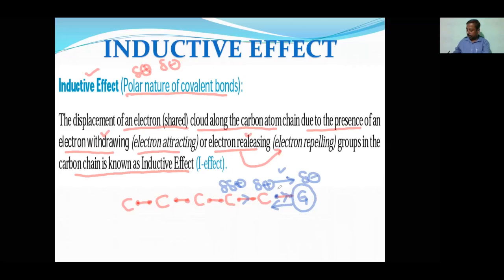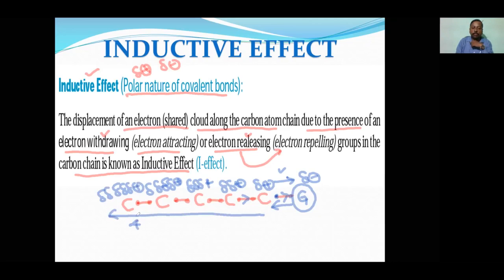Therefore, as the number of deltas increases, the quantity of the charge will keep on decreasing. So the highest positive charge is not found on the last carbon, but on the carbon which is directly attached to our group. This charge will keep on decreasing, and after the fourth carbon, it is assumed to be negligibly zero. So this is what the inductive effect is.